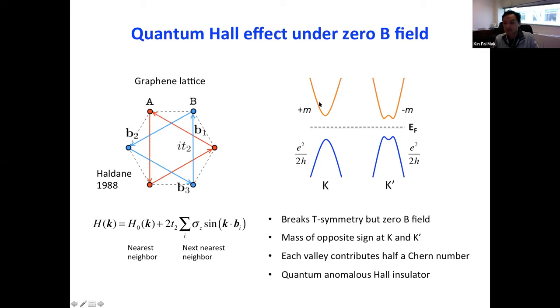This term produces an energy gap at the Dirac points, at the K and K prime points of the Brillouin zone, and opens gaps of opposite sign: a plus sign gap and a negative sign gap at the K and K prime valleys. Each of these valleys contributes half a Chern number, and when you add them together, that gives you the quantum anomalous Hall effect. So that is the first model for the quantum anomalous Hall effect, or Chern insulator.